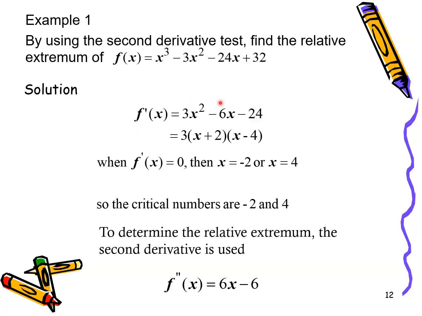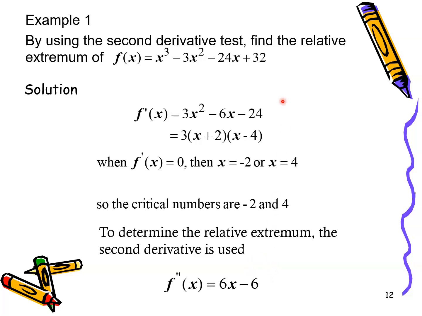Then from here, you can straight away use a calculator to find the x value. Of course, for the f prime x, you're going to equal it to 0. Then only you can find your x. So you have two x values, x equal to -2 and 4. So these are the critical numbers or the critical values. To determine the relative extremum, the second derivative is used.